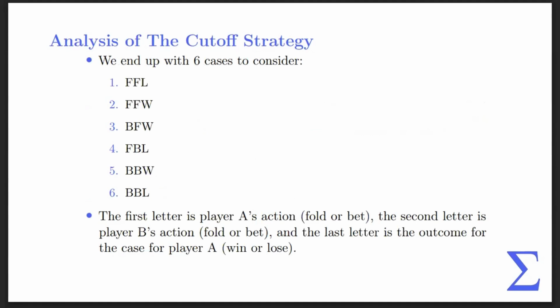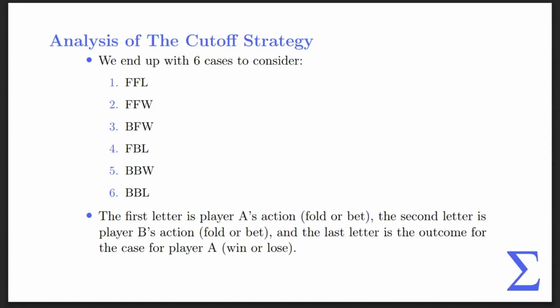The way the labeling for these cases works is the first letter is player A's action. They either fold or bet. Then the second letter is player B's action. So they also either fold or bet. And then the last letter is the outcome for player A. So they either win or they lose.